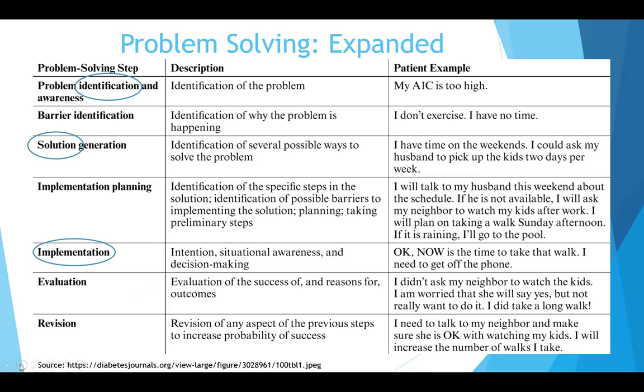Okay, so now it's time to take that walk. Here's the implementation part. And I need to get off the phone and we need to evaluate. So in this particular example, this person didn't ask the neighbor to watch the kids. She was worried that she will say yes, but not really want to do it. But she did take the long walk. So we revise the goal, revise the solution, and try to make sure that the neighbor is okay with watching their kids and will increase the number of walks they take. So again, this is just one of many potential examples, but you can break it down here and see the 3 steps in problem solving: identification, solution, implementation.